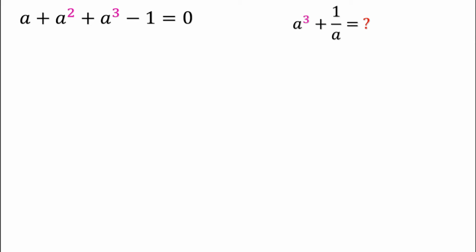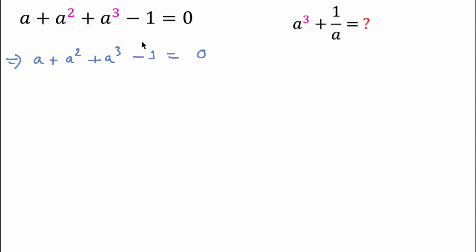Hello everyone. In this question, this equation is given: a plus a square plus a cube minus 1 equal to 0. Then we have to find the value of this expression. So to solve this question, first I will write this equation, that is a plus a square plus a cube minus 1 equal to 0. And I will tell you that I am going to solve it with the best solution. This is the best method for this question.